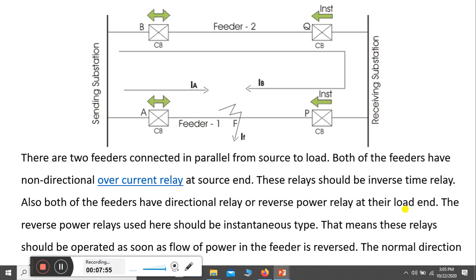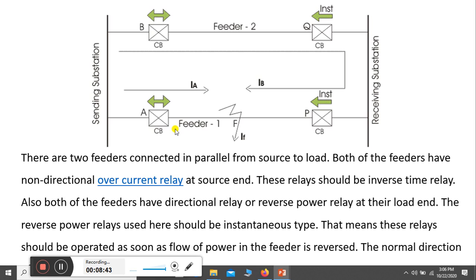Now let us see, in this figure two parallel feeders are shown. This is the sending substation and this is the receiving substation. This is feeder 2 and this is feeder 1. So there are two parallel feeders. Now if we talk about the circuit breakers, at point B a circuit breaker is placed near the sending station, and at point Q a circuit breaker is placed near the receiving station. The relay placed at point B is a non-directional relay, and the CB placed at point Q has a directional relay.